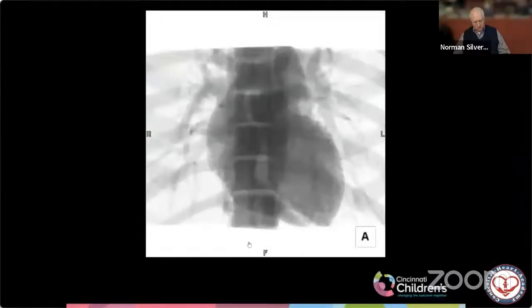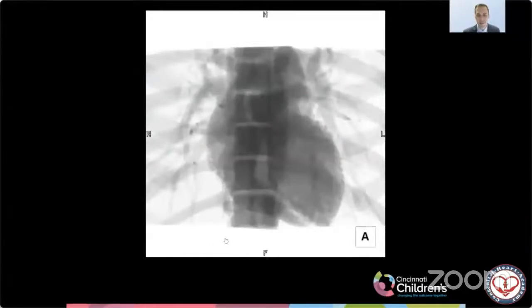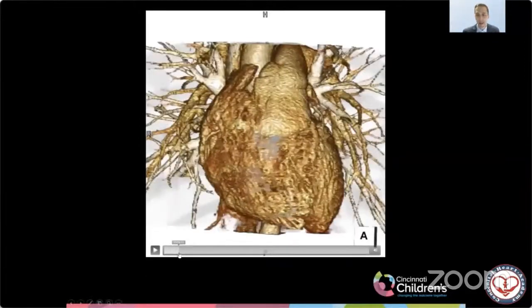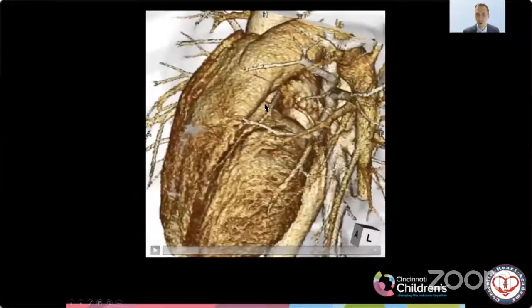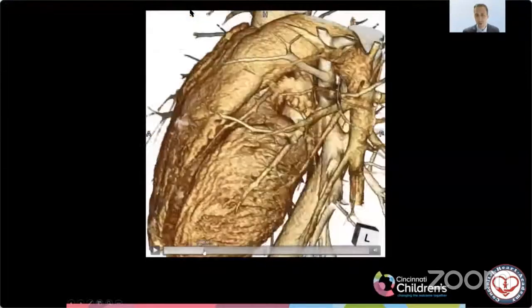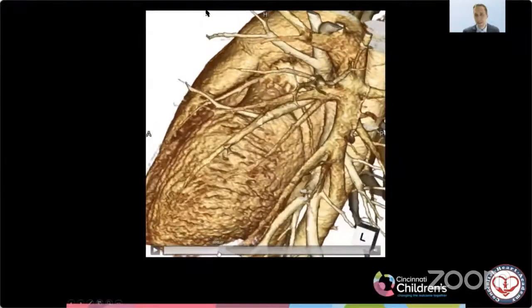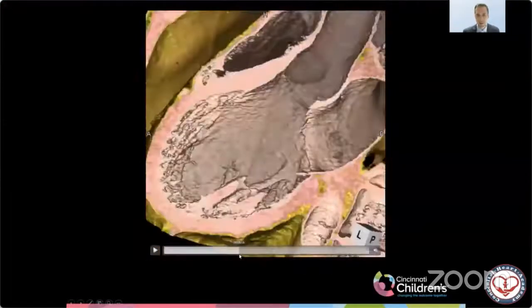Using the same normal adolescent CT data set, we'll again start in that anterior posterior fluoroscopic-like view with the cardiac silhouette. We'll again put the heart back into the body, and this time we'll rotate leftward to view that smaller left atrial appendage. Then we'll dissect into the heart into a 3-chamber view.